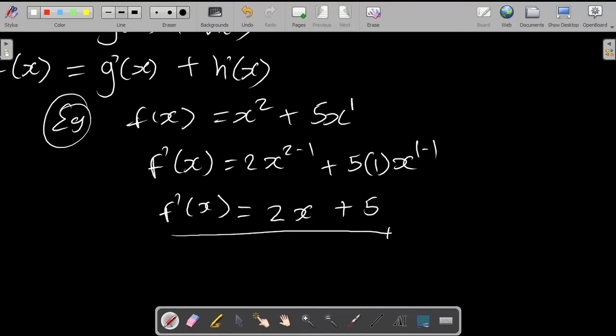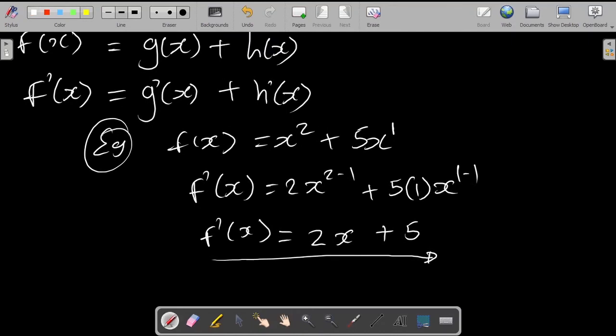So this is our result, and that is how you'd apply this rule that says if you have two functions of x added to each other, you treat them separately and just add the result.